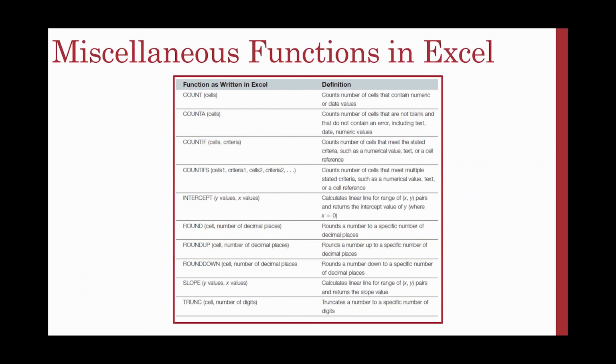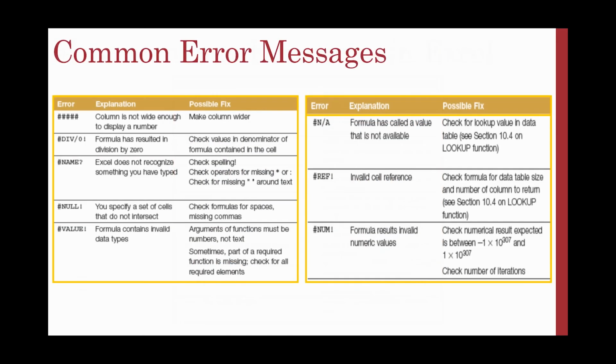Intercept finds the intercept of x and y values. Round rounds a number to decimal places. Round up rounds a number up. Round down rounds a number down. Slope can find the slope. Truncate truncates a number to a specified number of digits. So much like in MATLAB, there's a bunch of different functions in Excel that I can't possibly list all of them for you. Those are some common ones that we might use.